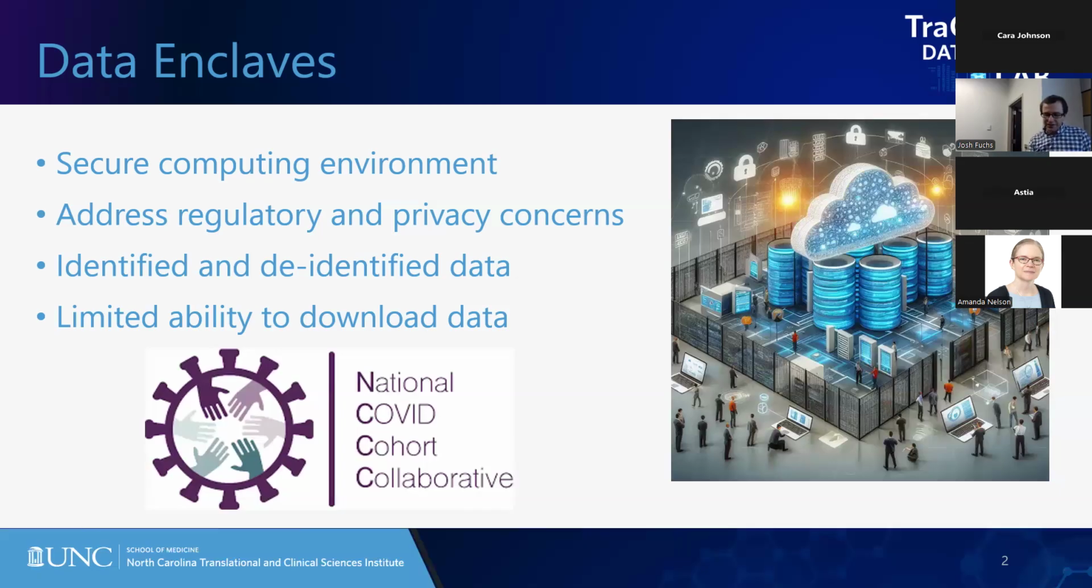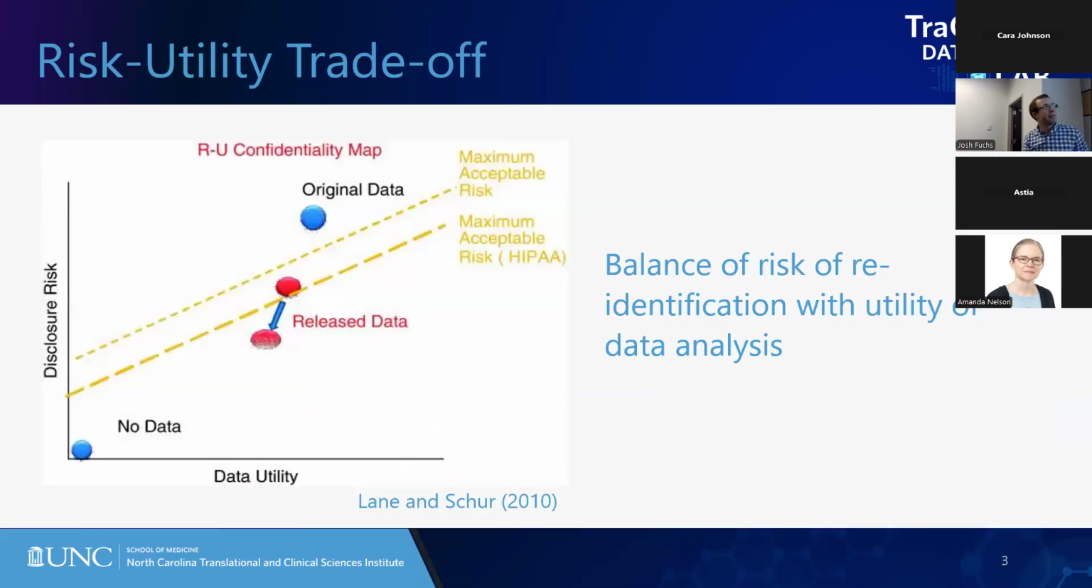What these enclaves are really trying to do is balance the risk-utility trade-off, where you're balancing the risk of re-identification from your data with the utility that's actually associated with that data. This was an idea that was talked about in a 2010 paper that I'm showing here. You can imagine that if you have zero disclosure risk for some amount of data, another way to think about that is not having any data. There's also zero data utility in that. So nobody wants to use that, right?